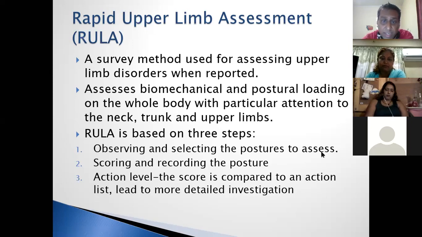Observing and selecting the posture to assess, and they recommend videos, pictures and diagrams. If you were good at sketching stick persons, you could sketch what the person is doing. Scoring and recording the posture is the technical piece, because it's not one chart, but many charts with the number from one feeding into another set of charts. And it's all about coordinating the vertical and horizontal position of that number. Action level: the score is compared to an action list, which leads to a more detailed investigation.